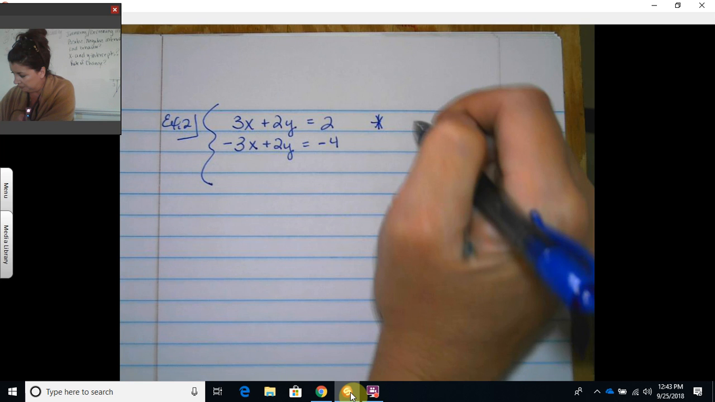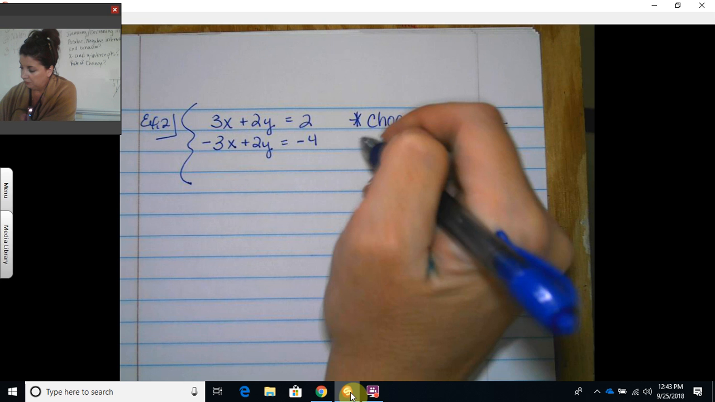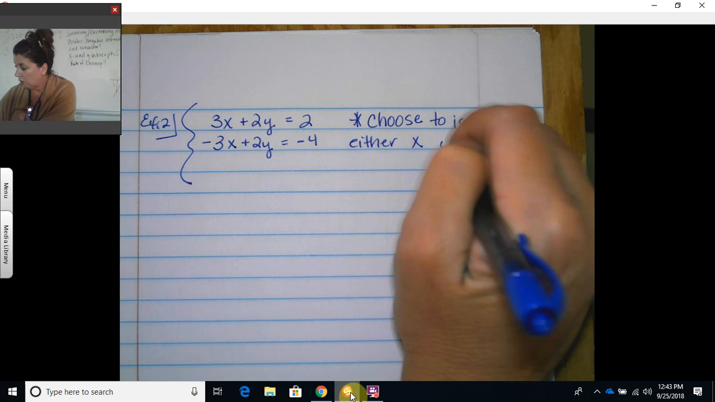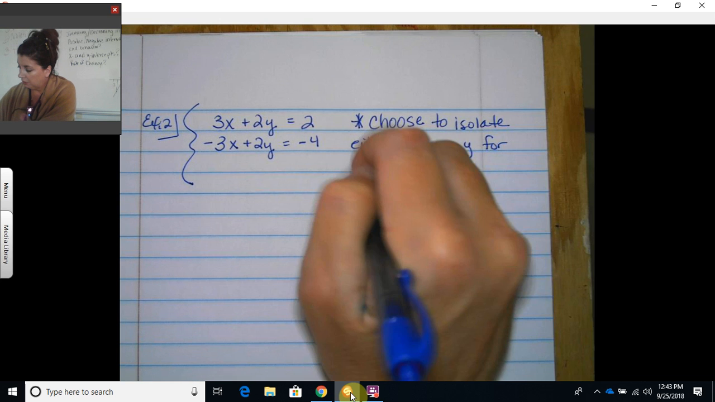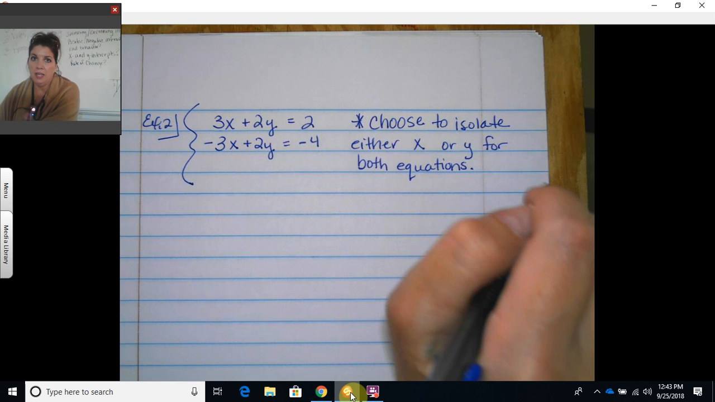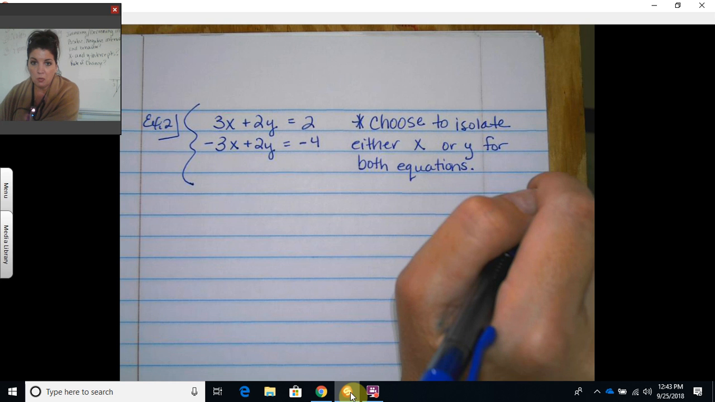So I'm just going to make myself a note. Choose to isolate either x or y for both equations. Like I said, you cannot isolate the x in one equation and the y in the other. They either both are isolated for y, or you isolate the x in both of them, okay? So I'm just going to isolate the y in both equations.